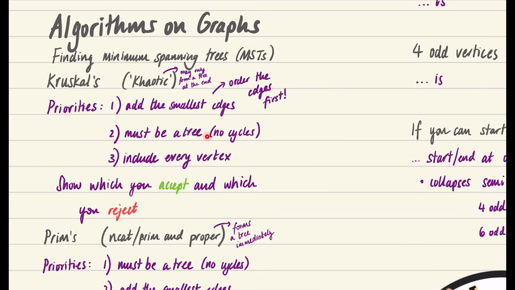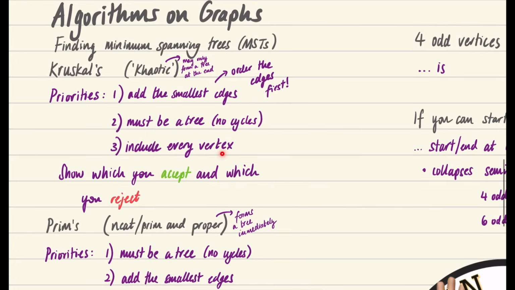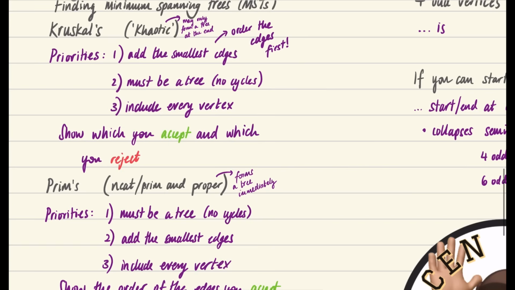The second priority is that it must remain a tree. You don't want to add a smallest edge that creates a cycle, because if it creates a cycle, it's not a tree anymore. And then the third thing you need to make sure happens is that it includes every vertex. Now, what you should show for this is which ones you accept and which ones you reject. The main thing is just which ones you accept. The rejection isn't as important because that's implied by which ones you are accepting.